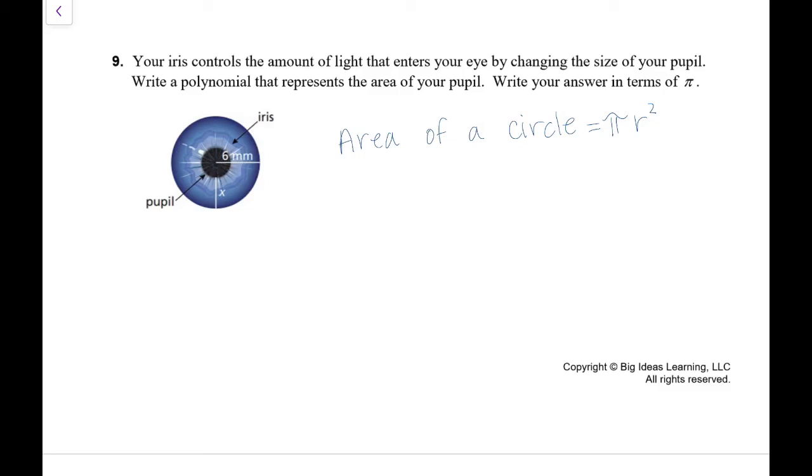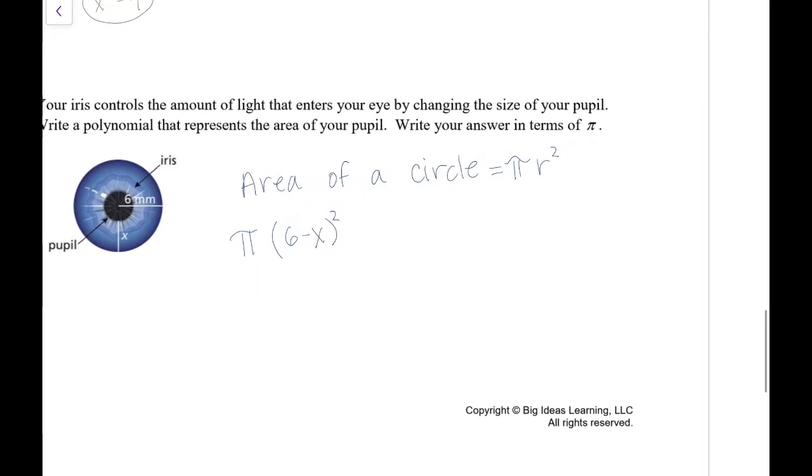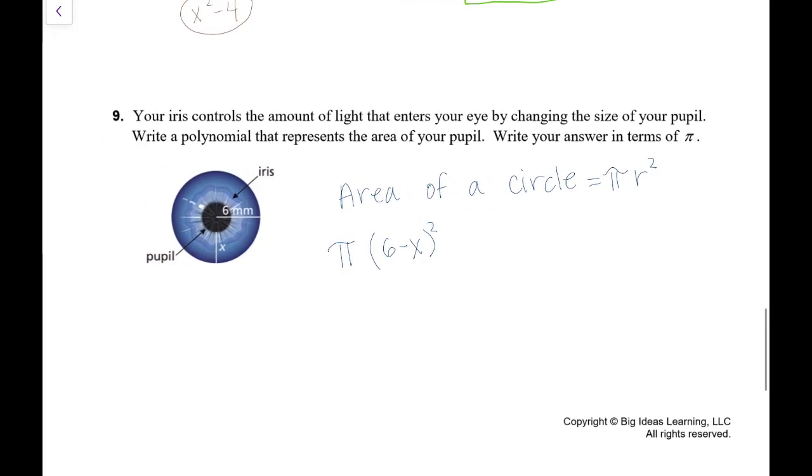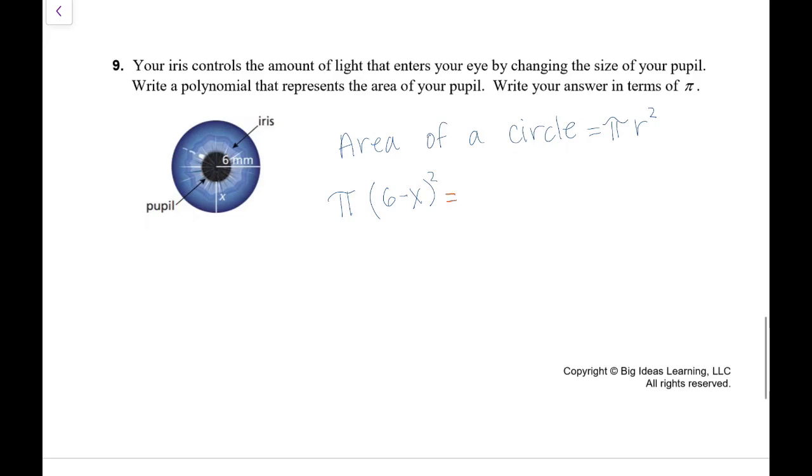It follows this formula. So I'm going to go ahead and take pi and times it by the radius of the pupil. Now to find the pupil, I'm going to take the outside part, the blue part, I'm going to take that 6 millimeters and minus x. Because x can change. It can get bigger or smaller, so it depends on how much light there is in the room to say how big x is going to be at a certain amount of time. So we have pi times 6 minus x squared. This is equal to pi times 6 minus x times 6 minus x.